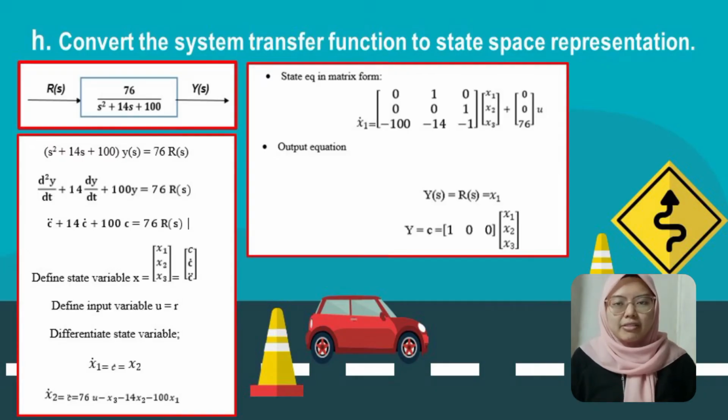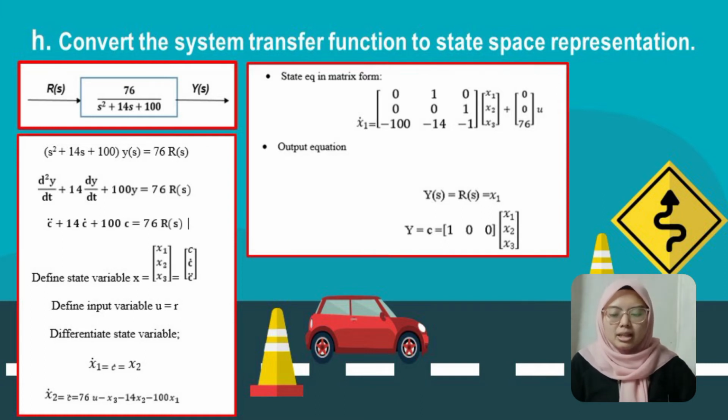Convert the system's transfer function to state space representation. Okay, from the equation, we must define the state variable x and then define the input variable, then differentiate the state variable to get the equation in matrix form. Okay, this is our matrix form, and then we get the output equation.